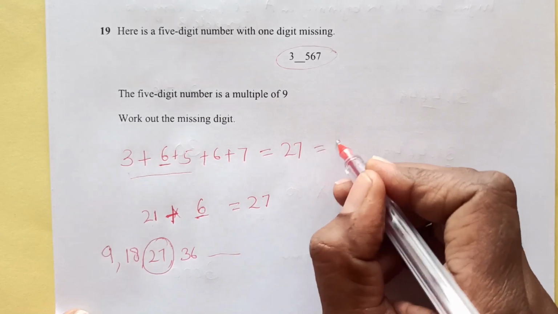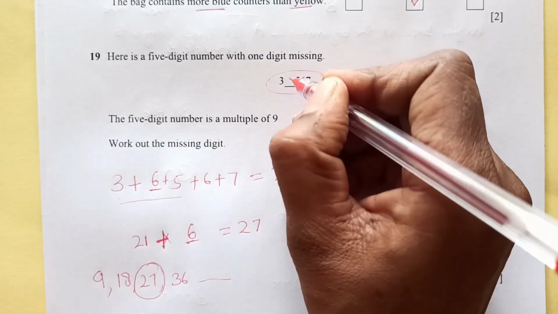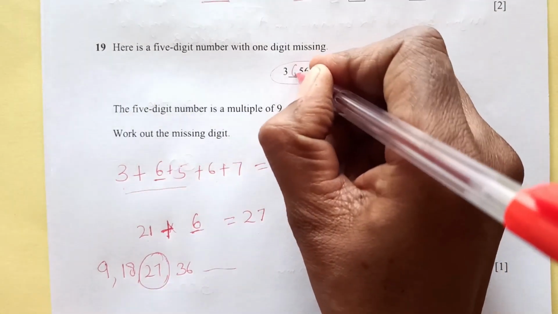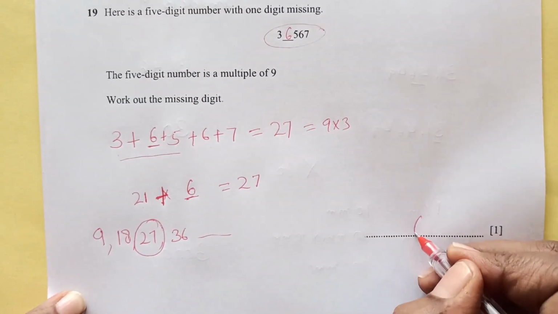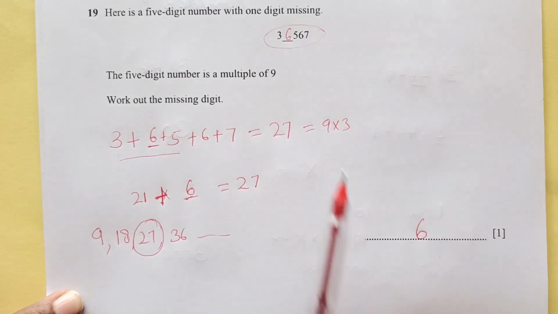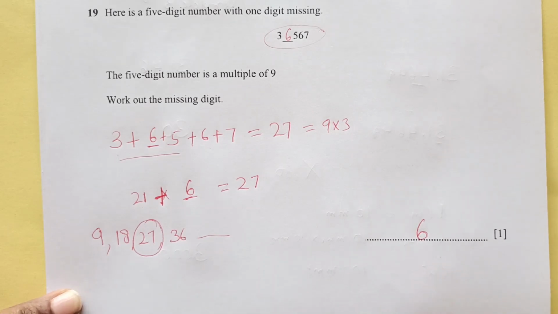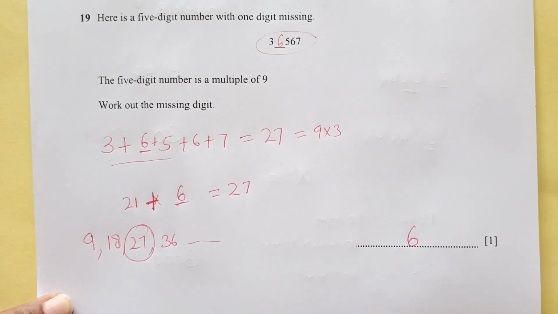So that is a multiple of 9, right? So the missing number here should be 6. So this should be 6 here. That's what we are going to write down in the answer column. Remember to write it down there. Don't just write here. You need to write the answer in the column, which is the space provided to you.